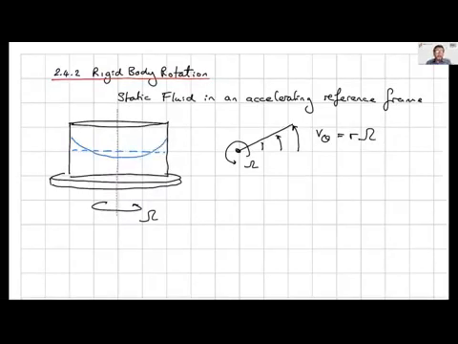Fluid is thrown out through acceleration and piles up near the outside edge. And so the velocity field that we want to consider is given here. The velocity is r times omega. In other words, it's a rigid body rotation. And we need to calculate the acceleration.